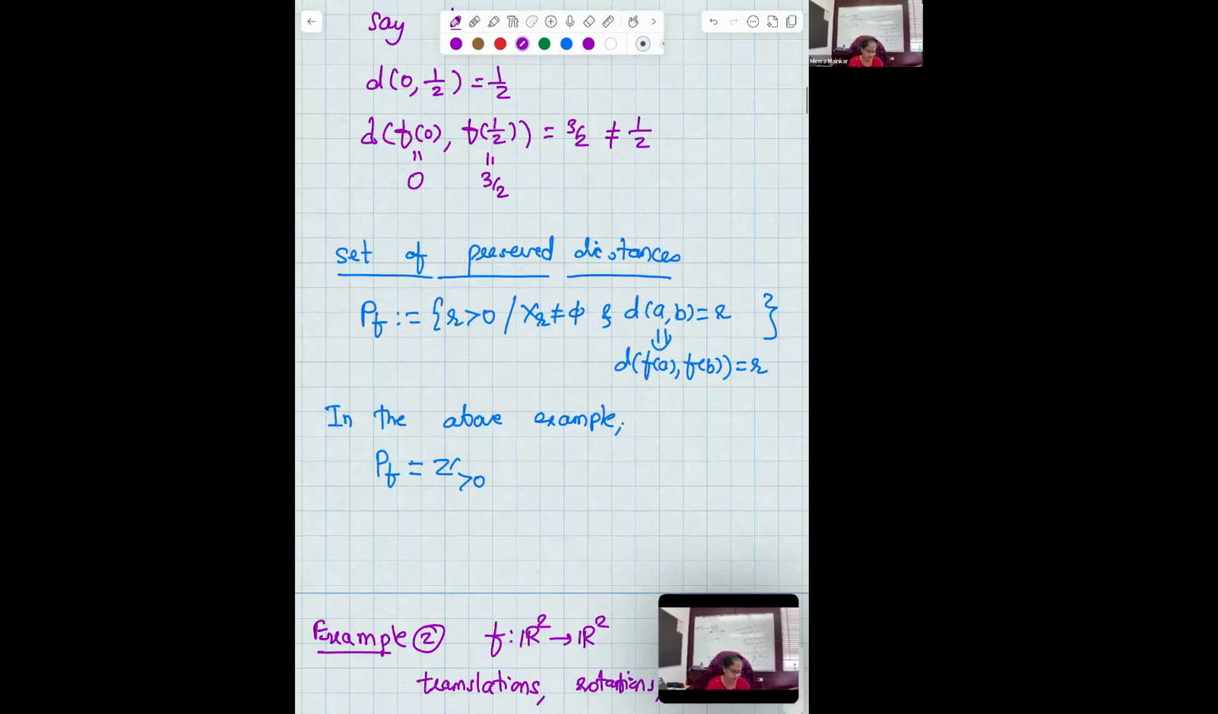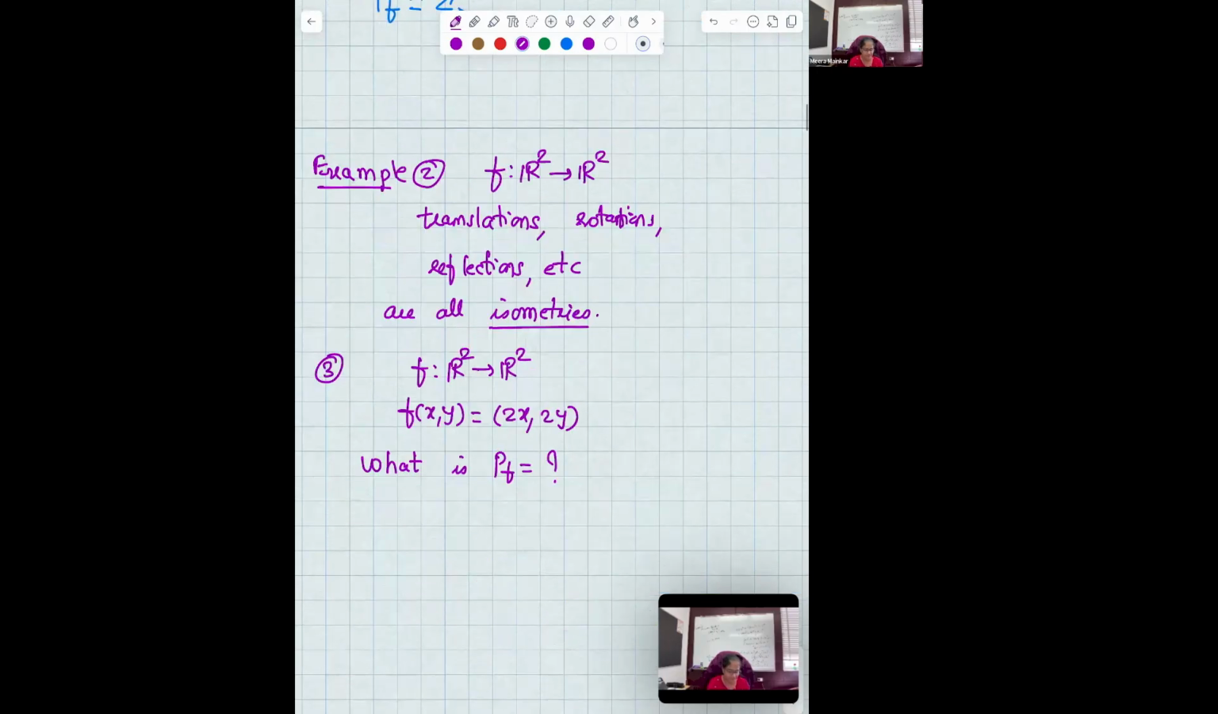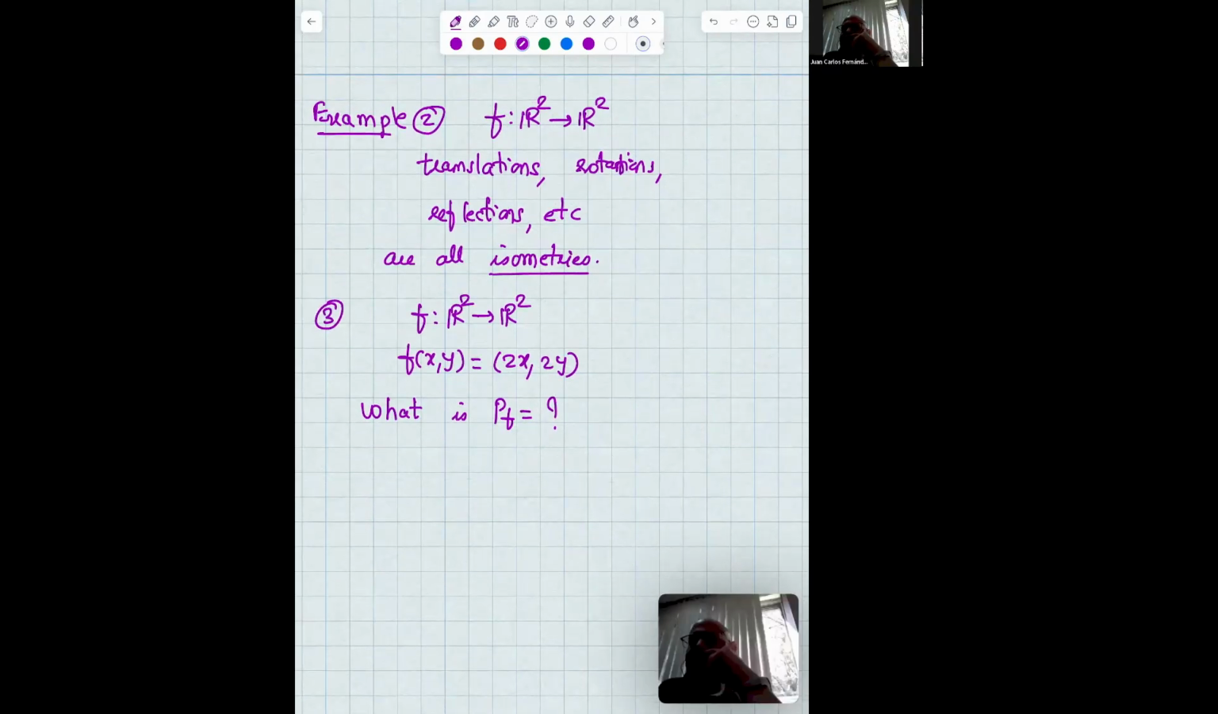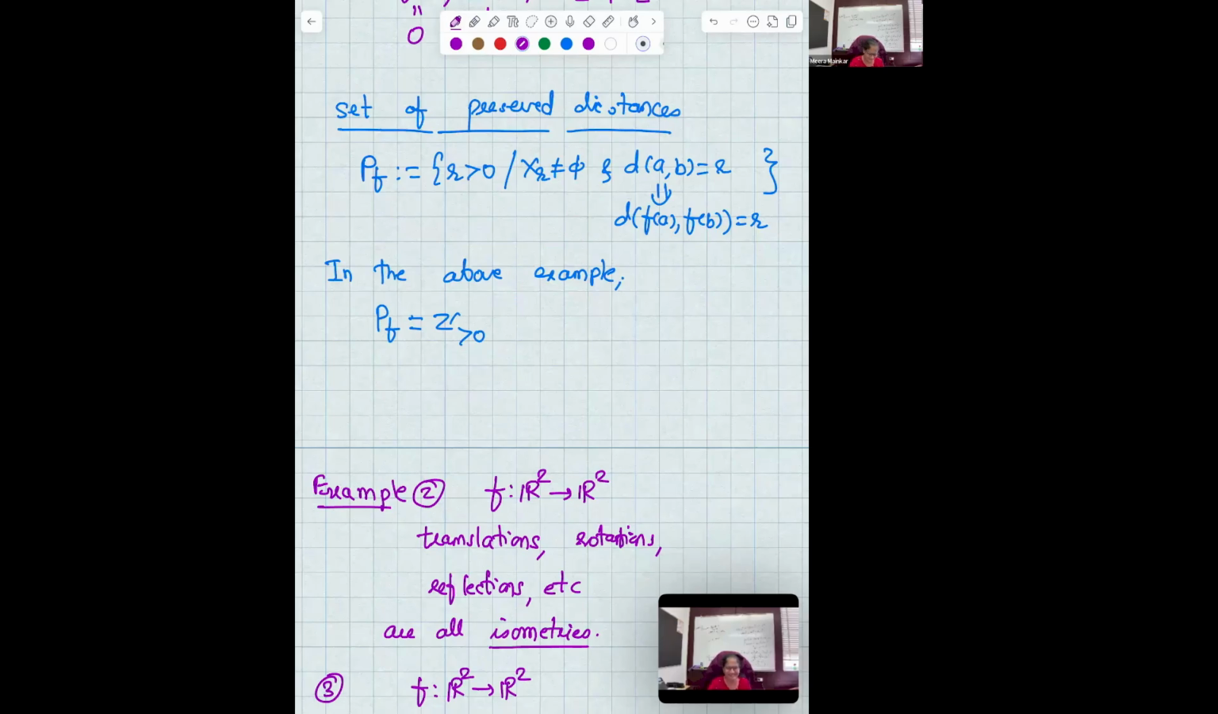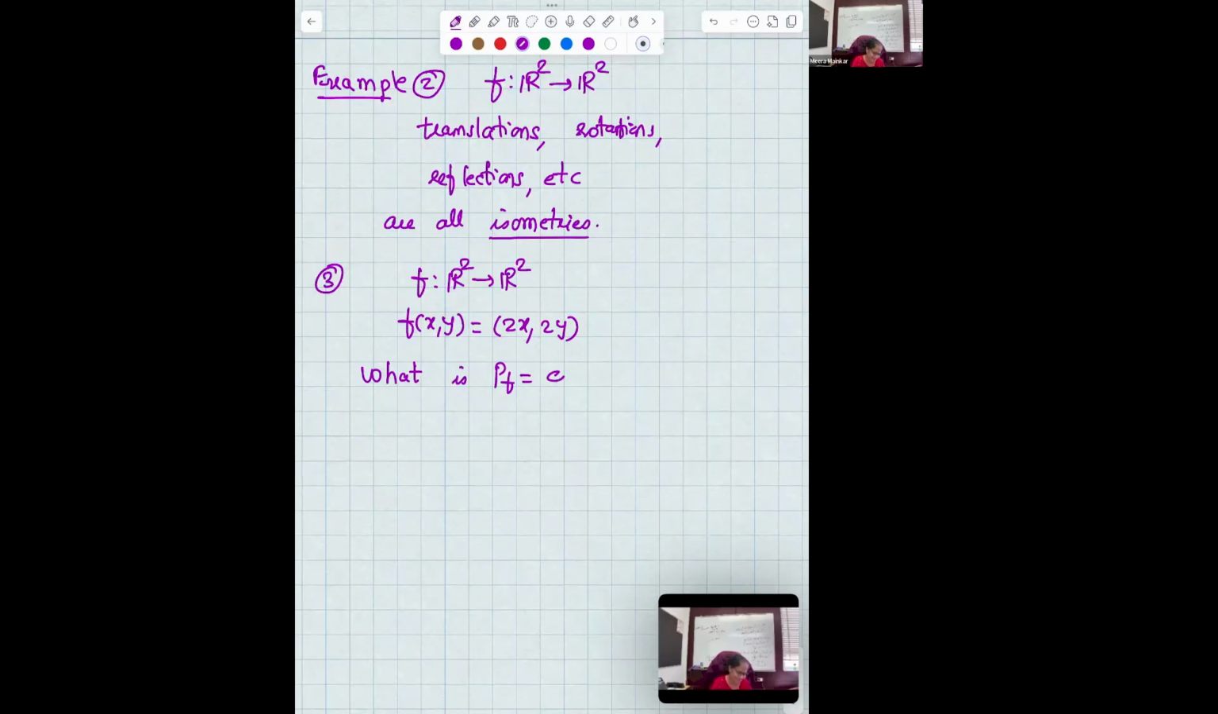Again, the definition of PF is you take all the distances that are preserved under f. Only 0, no? Yeah, so it will be just empty. Yeah, it's empty, because they are positive. Yeah, I'm taking only positive reals. So it is empty, right?